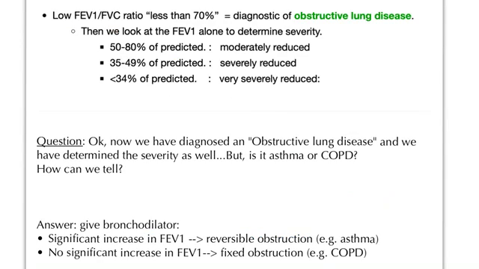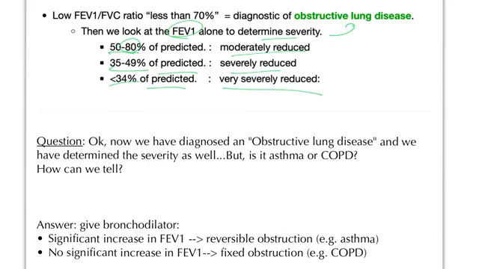Here is another tricky question. Let's say that we have a patient with low FEV1 to FVC ratio. The ratio is less than 70%. Therefore, it's an obstructive lung disease. Okay, we got it. And then we look at the FEV1 alone to determine the severity of the obstruction. If it's 50 to 80% of predicted, because remember normally is 80, this is moderately reduced. 35 to 49% of predicted, this is severely reduced. Less than 34%, it's very severely reduced.